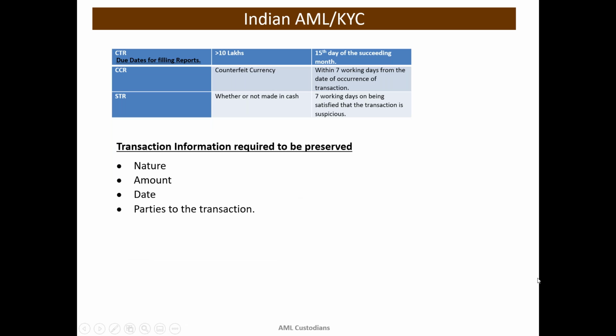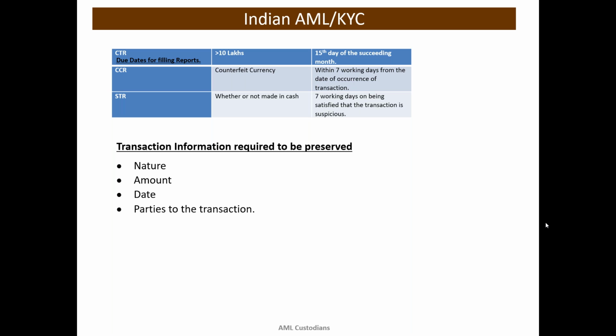Today we are talking about the Prevention of Money Laundering Act. There is an obligation for the financial institution to report these transactions. Cash transactions, every institution has to report by the 15th day of the succeeding month. So if a CTR happened in November, by the 15th of next month they have to report it, in a specific format which each bank follows. Counterfeit currency has to be reported within 7 working days from the detection or occurrence of the transaction. STR also, whether or not made in cash, has to be reported within 7 working days.